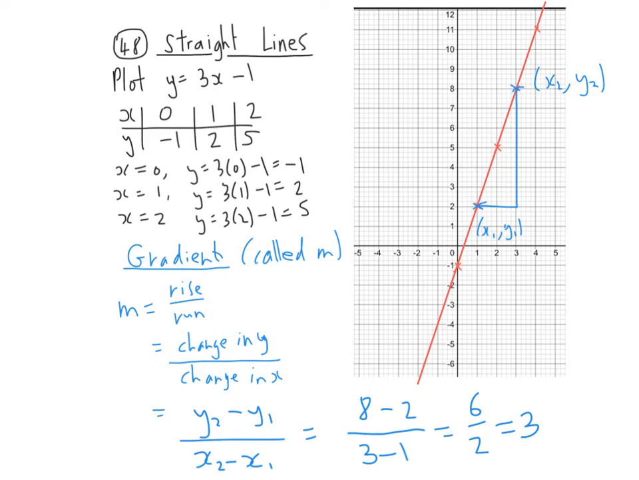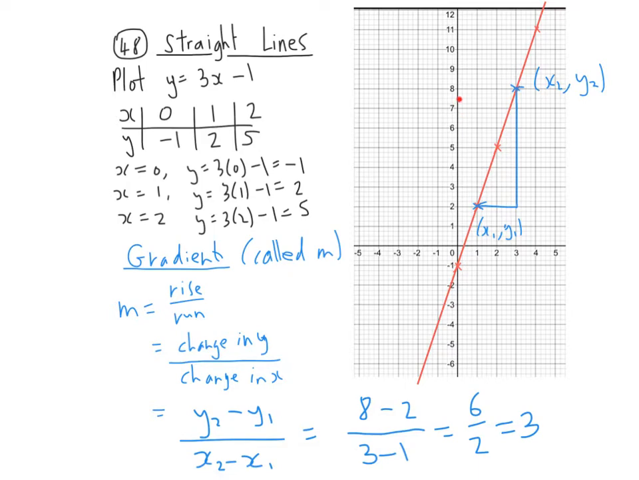Objective 48, straight lines. We already started to look at this in our last lesson, and you should have all of this already in your notes. We're going to move on from the gradient concept and look at another property of a straight line. A straight line has two main concepts which we study. One is how steep that line is, and the other one is where it crosses the y-axis.